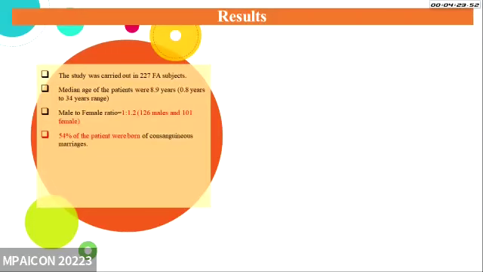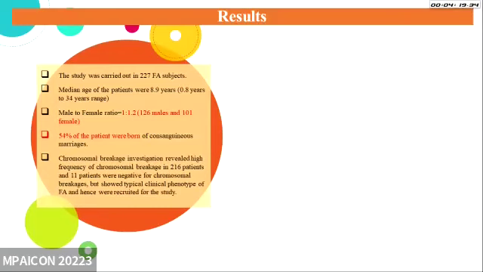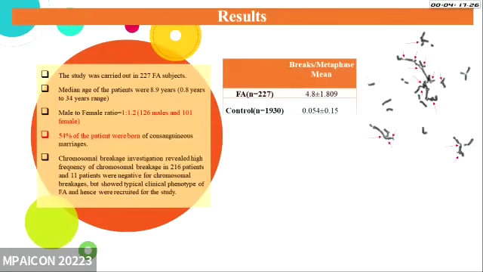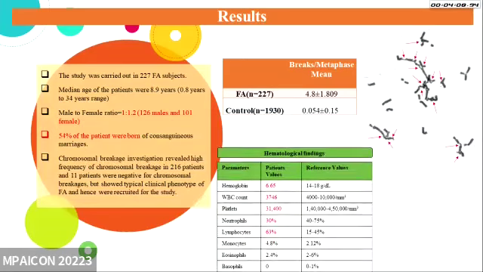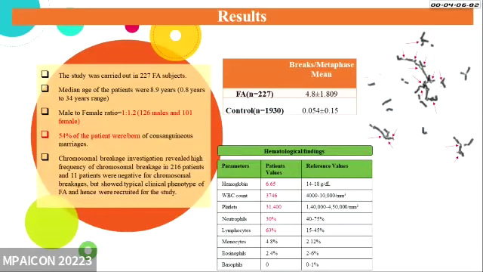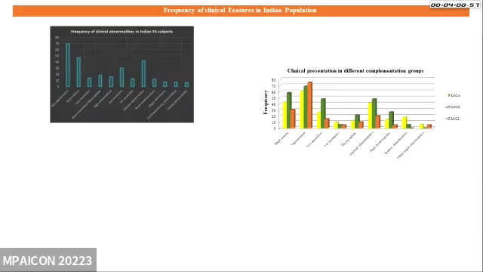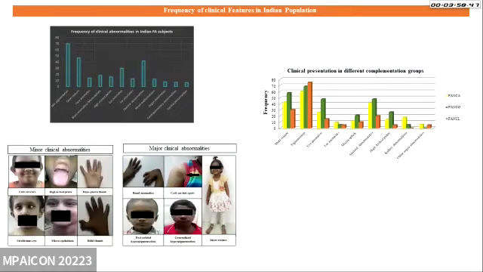54% of these patients were born to consanguineous marriages, and chromosomal breakage revealed high frequency in 216 patients, but 11 patients were negative for breakages. But as they showed a typical clinical phenotype, they were considered as Fanconi and were recruited in the study. We can see here that in hematological findings, the hemoglobin, WBC, and platelet counts were all reduced. Further, we saw the frequency of the clinical phenotypes in our patients.